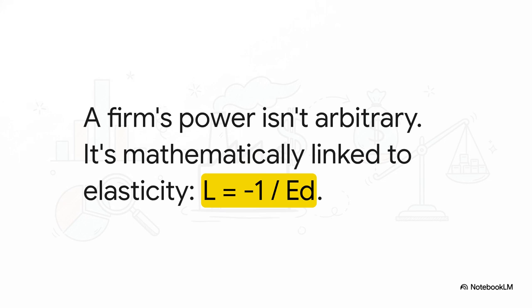But wait, how does a firm even know how big of a markup it can get away with? This is where it all clicks together. The Lerner index is actually mathematically the same thing as the negative inverse of the price elasticity of demand, or E_D. This is the magic link. A company's power isn't just some random thing. It is a direct result of our lack of choices.